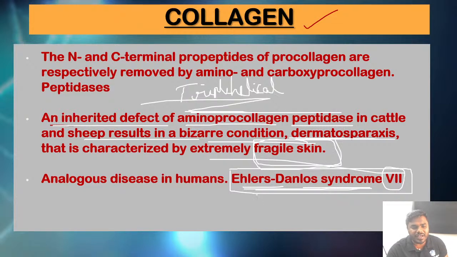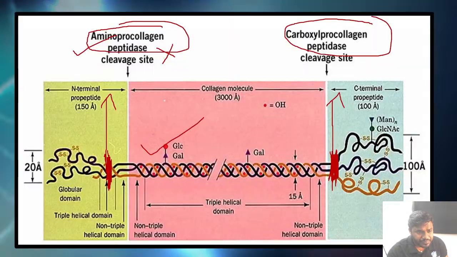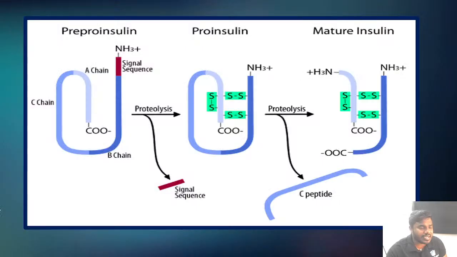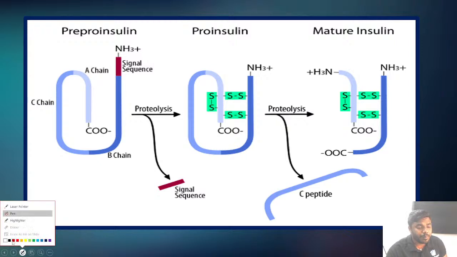Ehlers-Danlos syndrome 7 is the major disease which is caused by the defect in the aminoprocollagen peptidase enzyme. Please kindly do not forget this. Okay, so I have already told you the example of the particular Prepro Insulin.